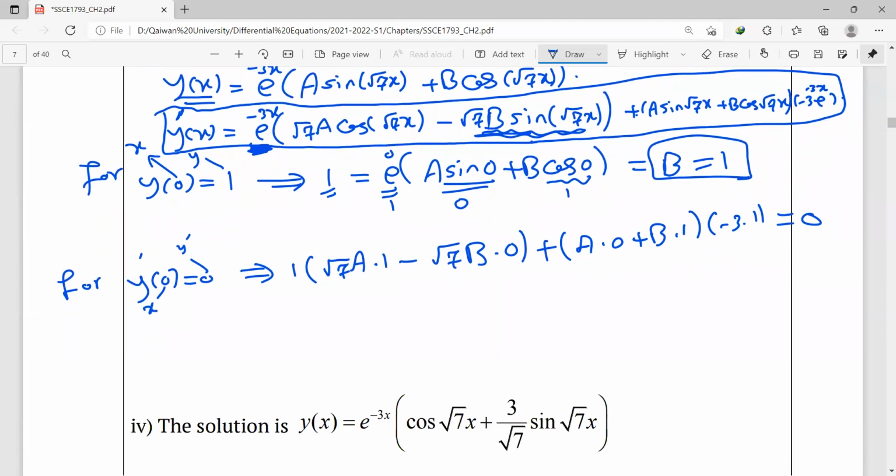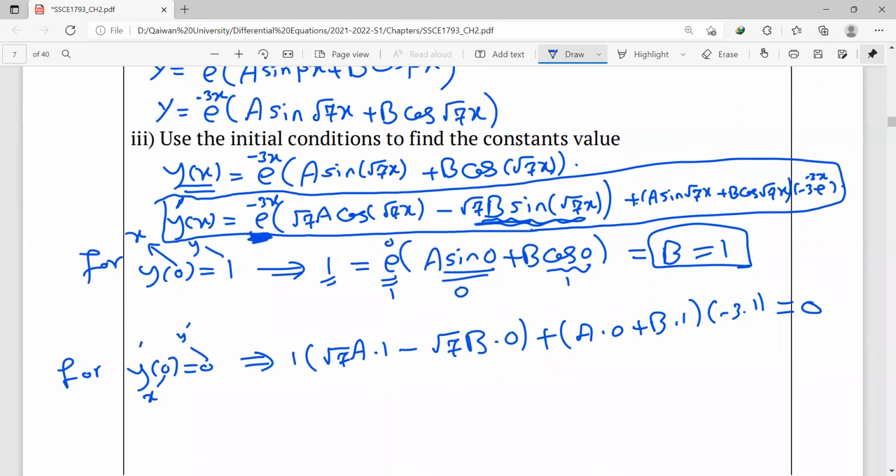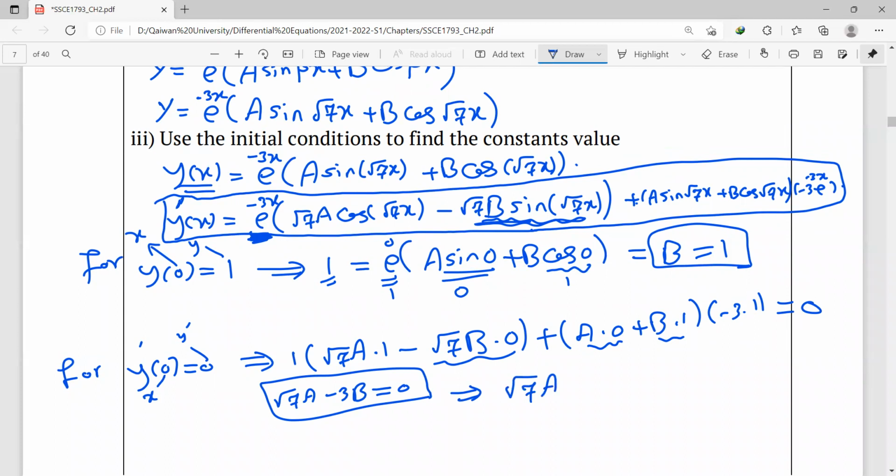Let's simplify this. We get square root of 7 a minus 0. This becomes 0, plus, here we get 0 and here we get b. B times minus 3 times 1 is minus 3b, equals 0. And before we found the value of b. B is 1. And here we say square root of 7 a minus 3 times 1 equals 0. And so a is 3 over square root of 7. We found a and b.